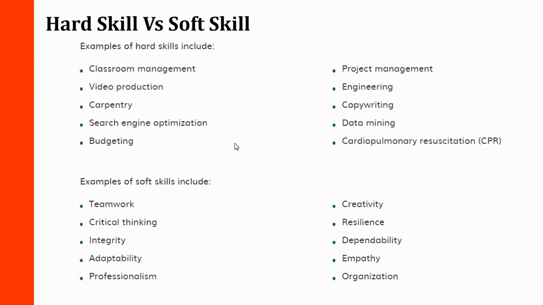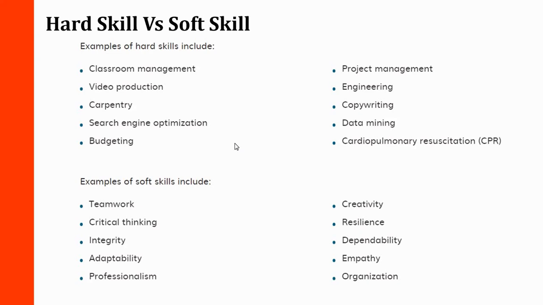The examples of hard skills include classroom management, video production, carpentry, search engine optimization, budgeting or accounting work, managing projects, engineering, copywriting, data mining, and cardiopulmonary resuscitation. Those kinds of things, or some medical things, are called hard skills. Hard skills are not limited to this list. These are some extracted examples. Whatever technical skill a person needs to perform a particular job is called a hard skill.